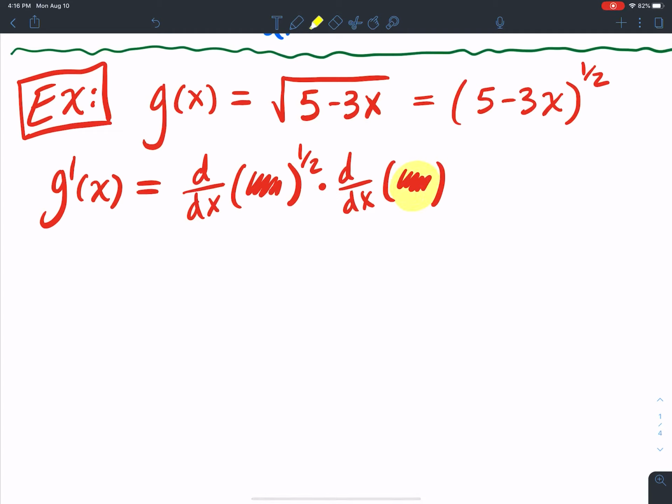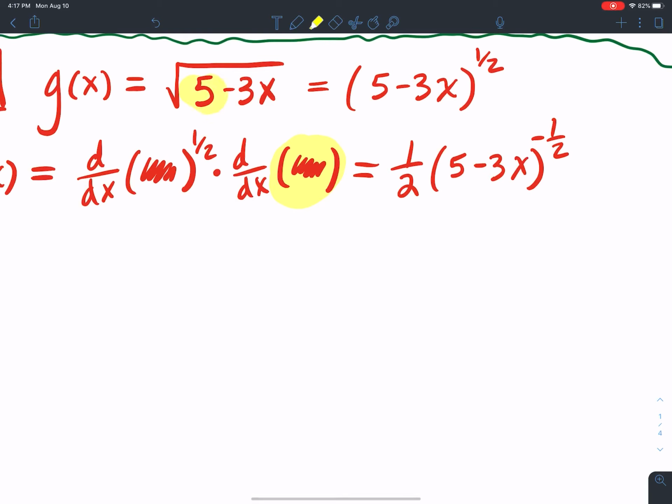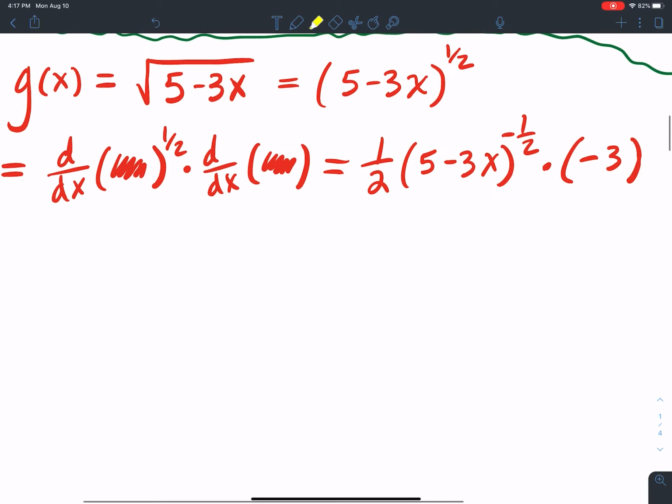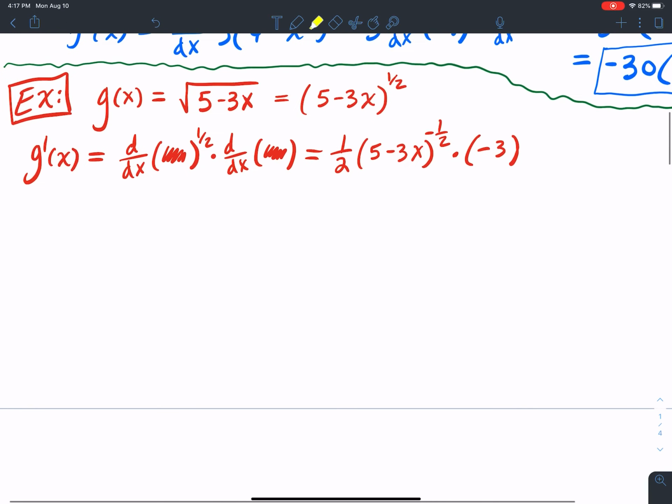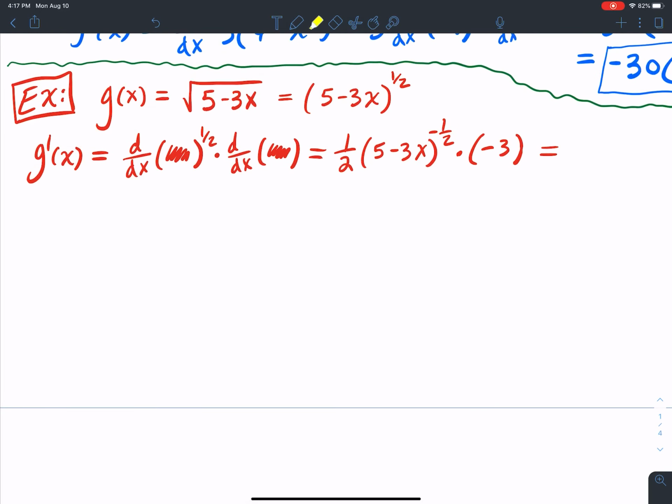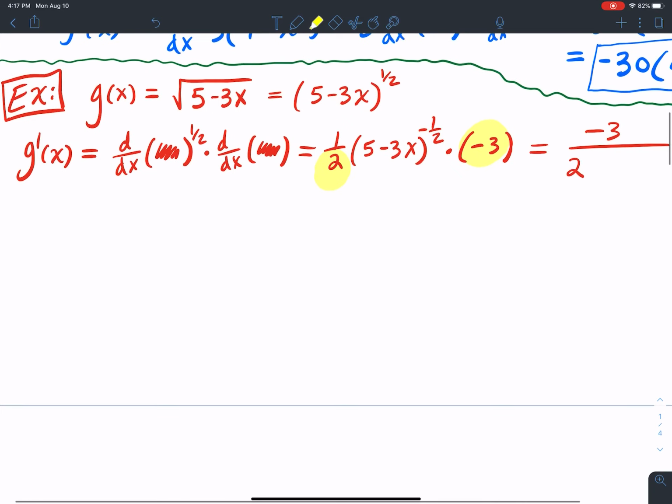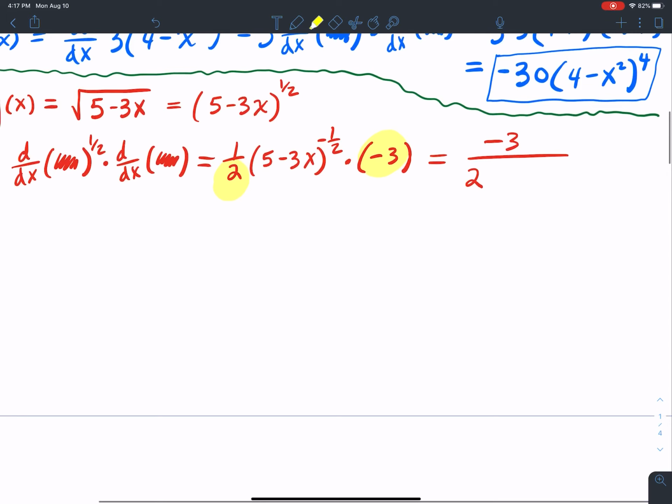So what does this equal? Well, I take the 1/2 and I bring it out front. And then I subtract 1 from the 1/2. So 1/2 minus 1 is negative 1/2. And then I multiply by the derivative of 5 minus 3x, which gets me negative 3. Okay? So simplifying here, I'm going to have negative 3 in the numerator, 1/2 or 2 in the denominator here.